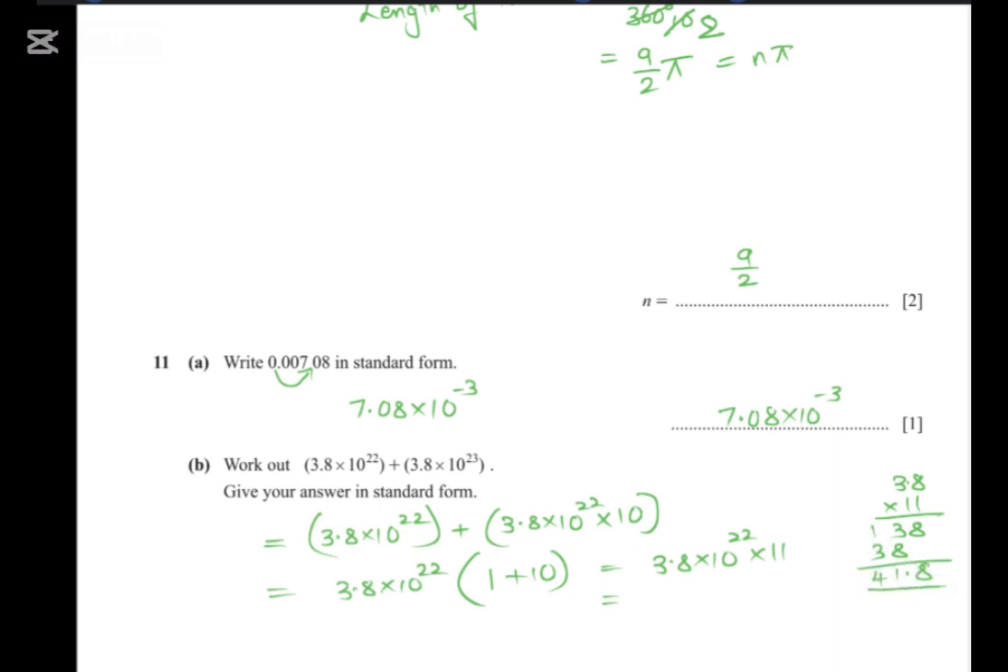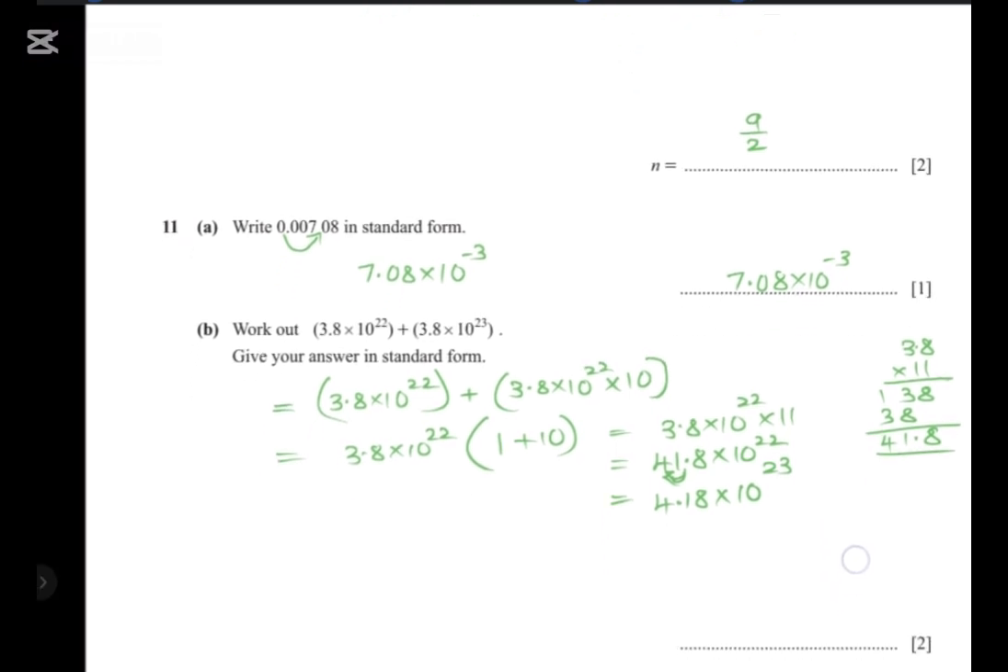41.8. Then we need to write the 41.8, but we need to write this in standard form. So this is not still in standard form. The point has to shift left here. So 4.18 and one more 10 will be increased here to shift the point, because we are multiplying with 10 and dividing with 10. We are multiplying with 10 here to make it shift to the left hand side. So the standard form is 4.18 into 10 raised to 23. This is the answer.